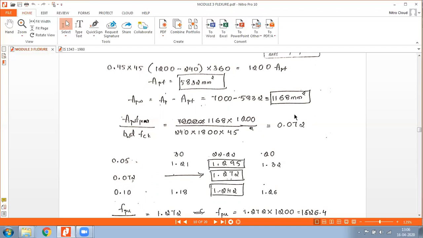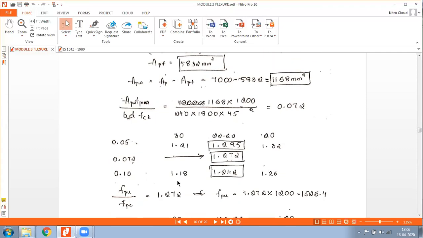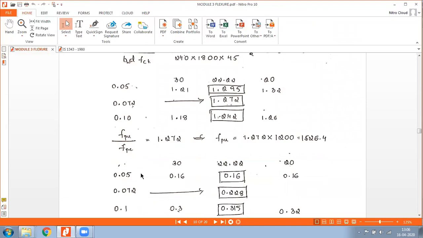Now this is the new effective reinforcement ratio, 0.072. Now for this effective reinforcement ratio, for the ratio of effective span to the depth, that is, for the L by D ratio of 22.22, we need to calculate the value of FPU by FPE and also XU by D. First, referring to table number 12 and doing linear interpolation, as I explained in the earlier case, we get the ratio FPU by FPE as 1.272.